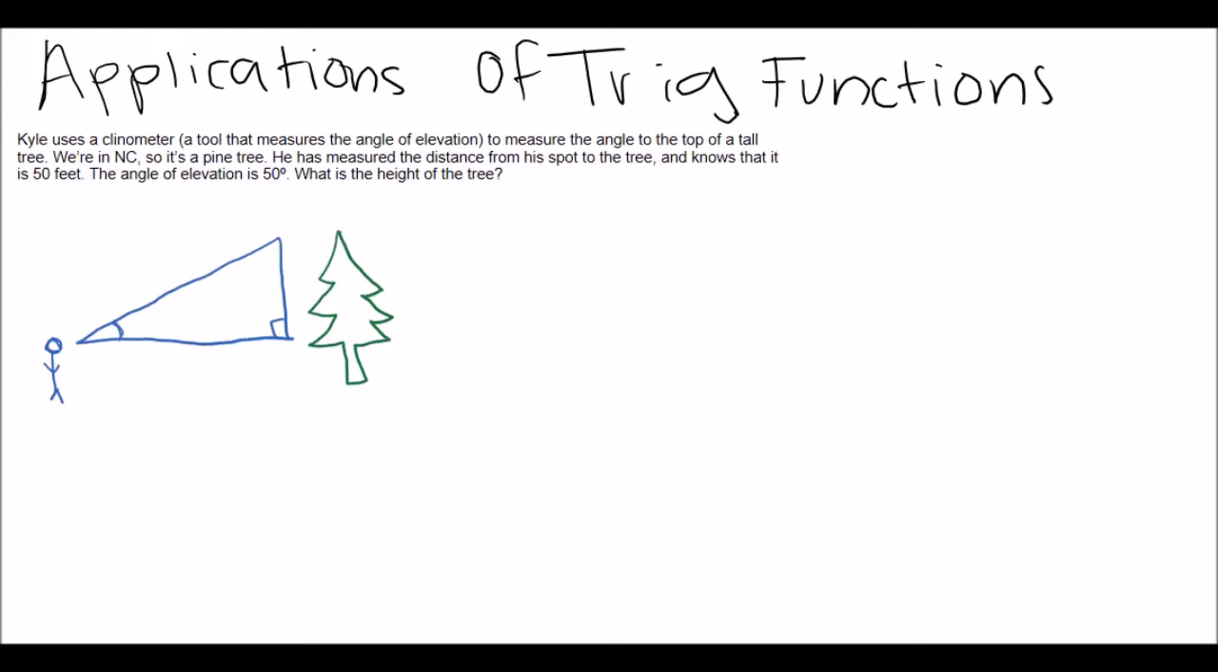So Kyle uses a clinometer, which is a tool that measures the angle of elevation, to measure the angle to the top of a tall tree. He has measured the distance from his spot to the tree and knows that it is 50 feet. The angle of elevation is 50 degrees. What is the height of the tree?